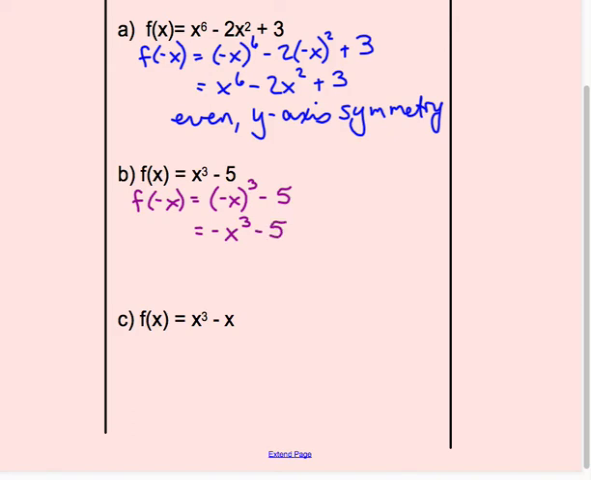Now at this point it's tempting to say that it's an odd function because we see that the x is opposite. However, the 5 is not. If we factor the negative out, what's inside the parentheses is not exactly the same function we started with, so this is neither.